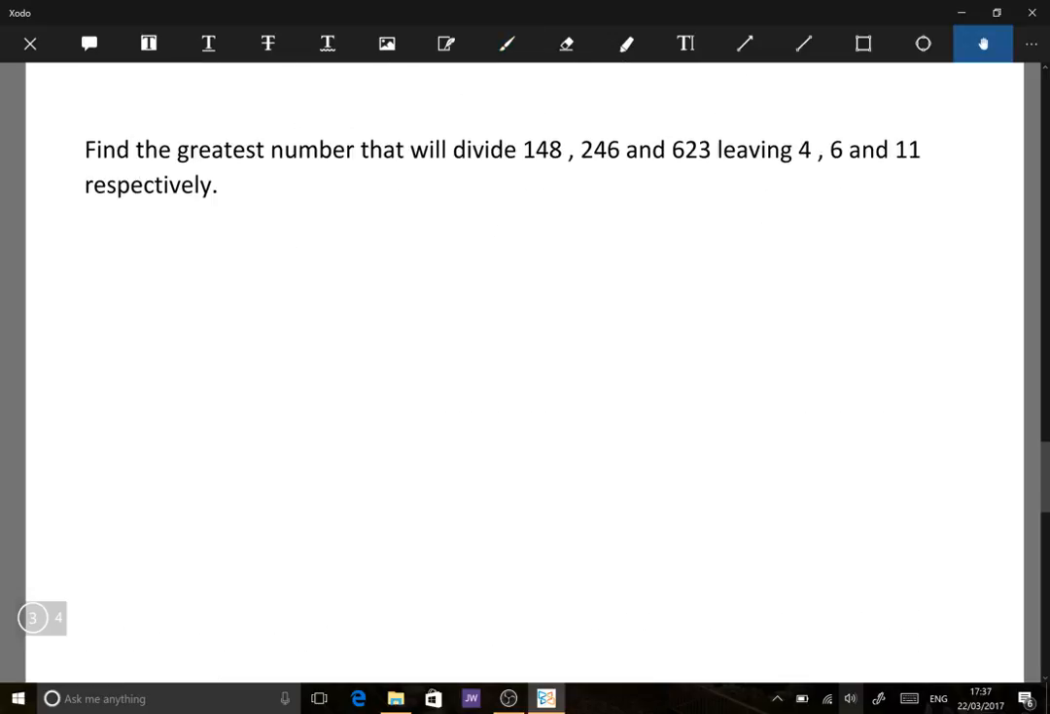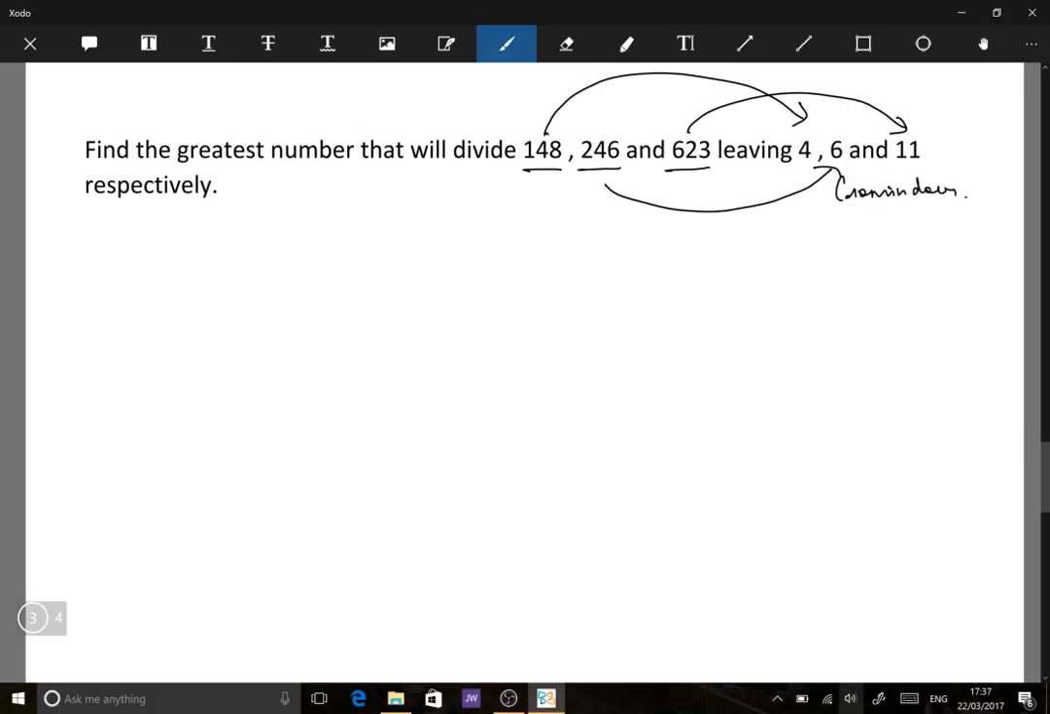Find the greatest number that will divide 148, 246 and 623, leaving 4, 6 and 11 respectively. So nothing but remainders, right? Remainders, right?